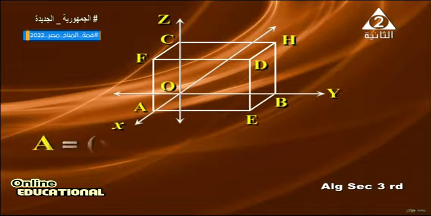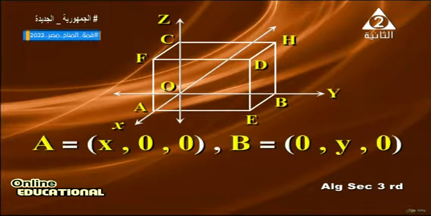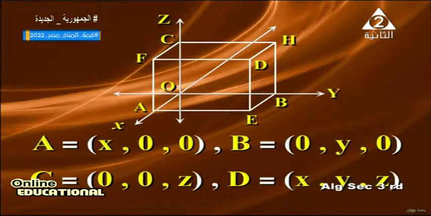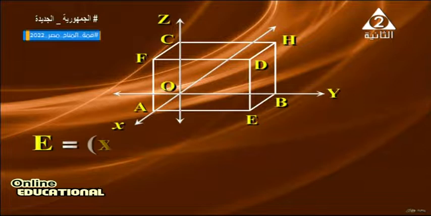Look at, my dear student, the point A. The point A belongs to the x-axis, so its coordinate is (x, 0, 0). But B belongs to the y-axis, its coordinate is (0, y, 0). Also, point C lies on the z-axis, its coordinate is (0, 0, z). The x, y, z has 3 dimensions.